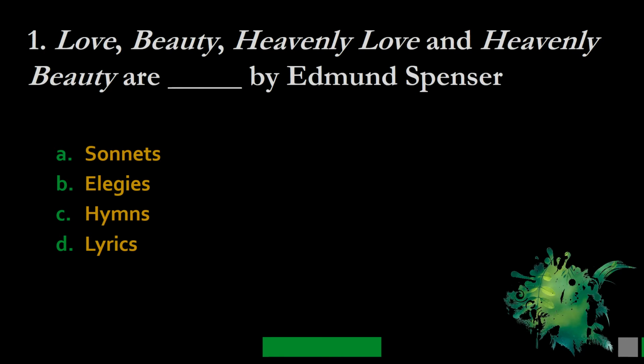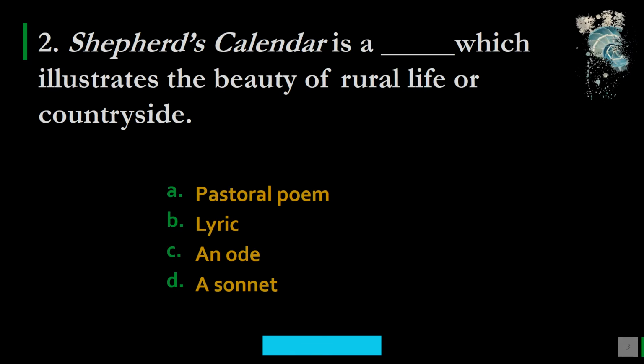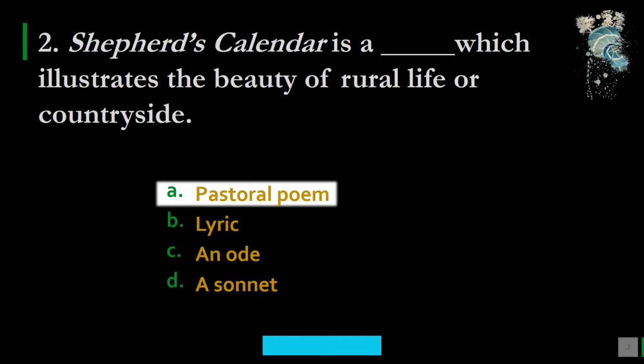Love, beauty, heavenly love and heavenly beauty are dash by Edmund Spenser. Option A sonnets, B elegies, C hymns and D lyrics. And the correct option is C hymns. Question number 2. Shepherd's Calendar is a dash which illustrates the beauty of rural life or countryside. Options are A pastoral poem, B lyric, C an ode and D a sonnet. Correct option is A pastoral poem.